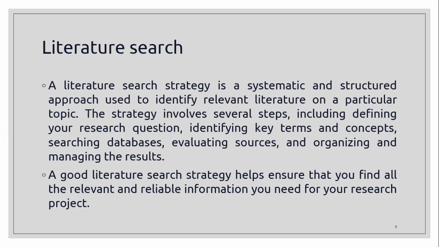When you are trying to search for these papers, you go for soya bean and also for fermentation, and try to gather all the information on fermentation and also on soya bean. This is very important. If you combine them, the effect of fermentation on soya bean, then you can find some papers. But later on, maybe you can divide and put only soya bean and only fermentation. Then you can gather more information about both topics. And a good literature search strategy helps you ensure that you find all the relevant and accurate information you need for your research project.